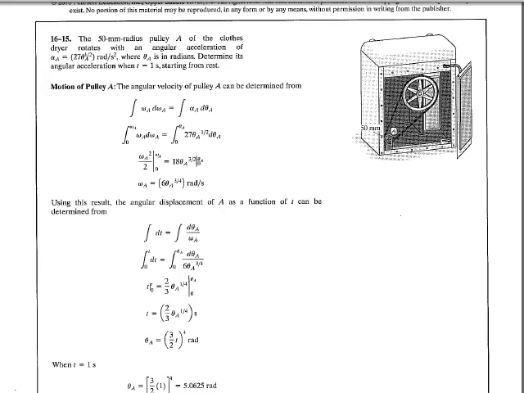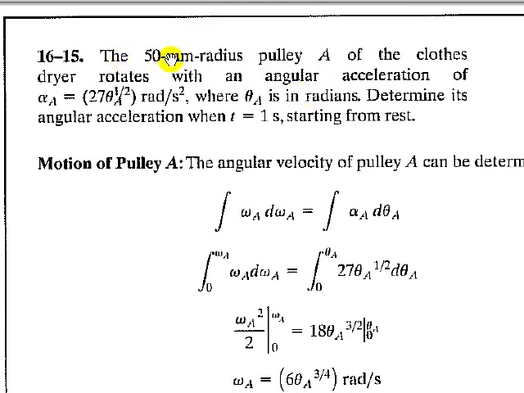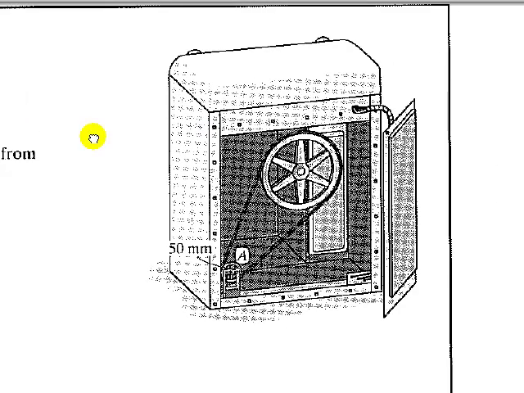And now I want to zoom in a little bit on the problem statement, and then we'll look at the picture. It says we have a 50 millimeter radius pulley at A of a clothes dryer, rotates at an angular acceleration of alpha A is 27 theta A to the 1/2 power. So we have an acceleration as a function of theta, and in this equation theta is measured in radians. Determine the angular acceleration when t is equal to 1 second starting from rest. So we're going to have to work in time somehow onto this thing. Let's move this over a bit and take a look at the picture.